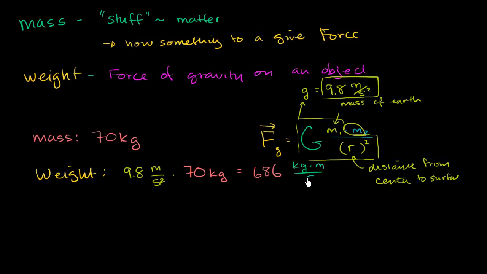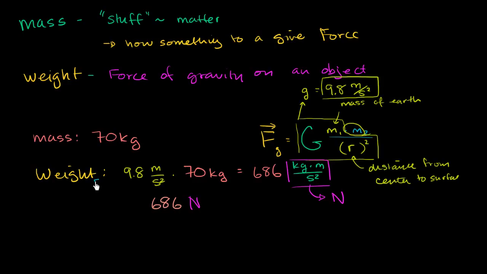Kilogram meters per second squared. And these units, kilogram meters per second squared, are the same thing as a newton. So my weight, and you'll never hear people say this, but my weight on the surface of the Earth is 686 newtons. And notice, I just said that is my weight on the surface of the Earth, because as you can imagine, weight is the force due to gravity on an object, on a mass. So if I go someplace else, if I go to the moon, for example, my weight will change, but my mass will not.